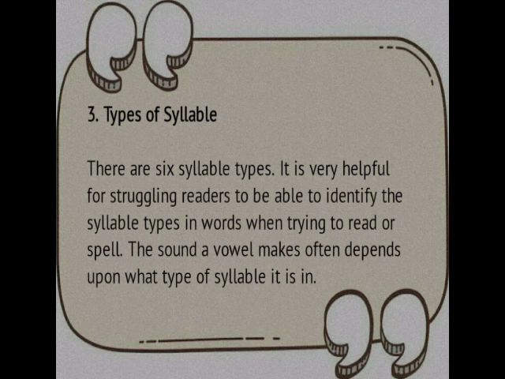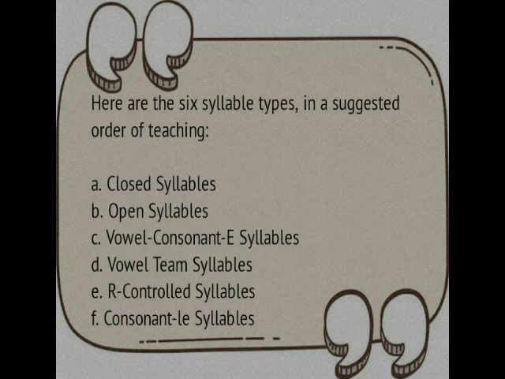Number 3. Types of syllables. There are 6 syllable types. It is very helpful for struggling readers to be able to identify the syllable type in words when trying to read or spell. The sound a vowel makes often depends upon what type of syllable it is in. Here are the 6 syllable types in a suggested order of teaching.